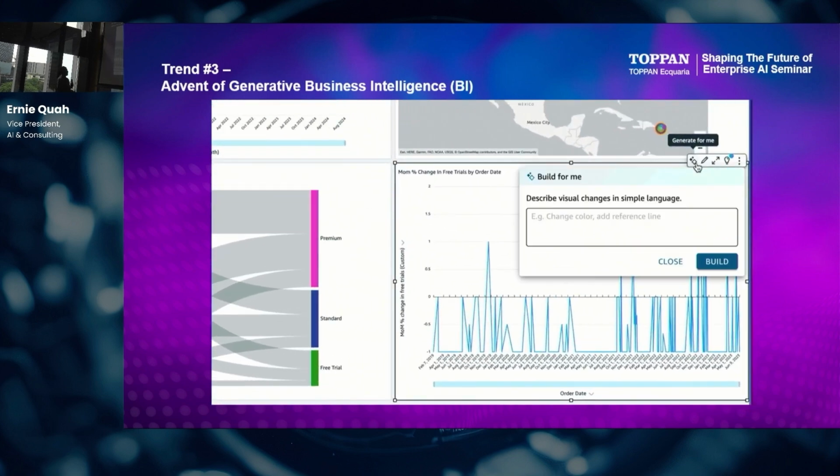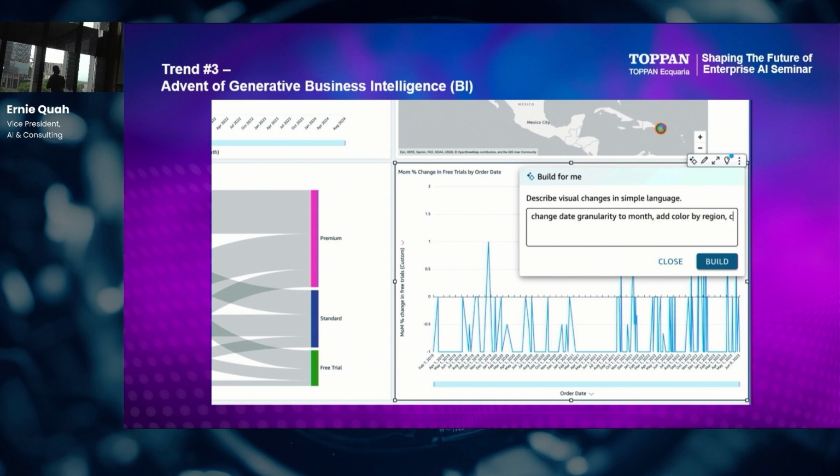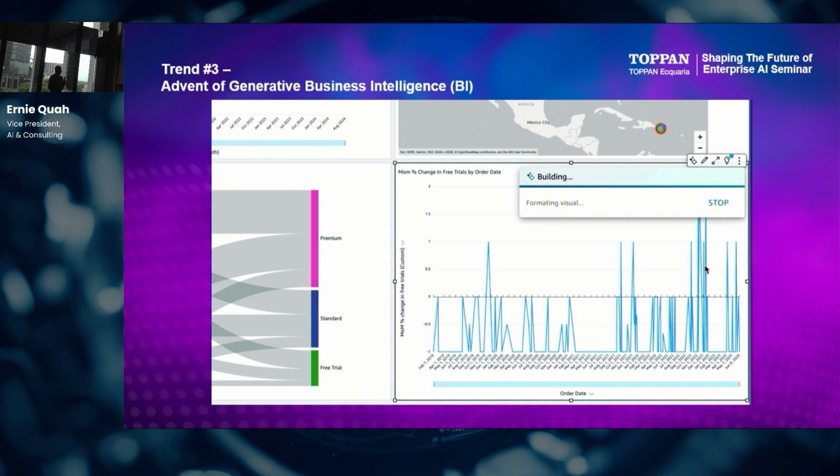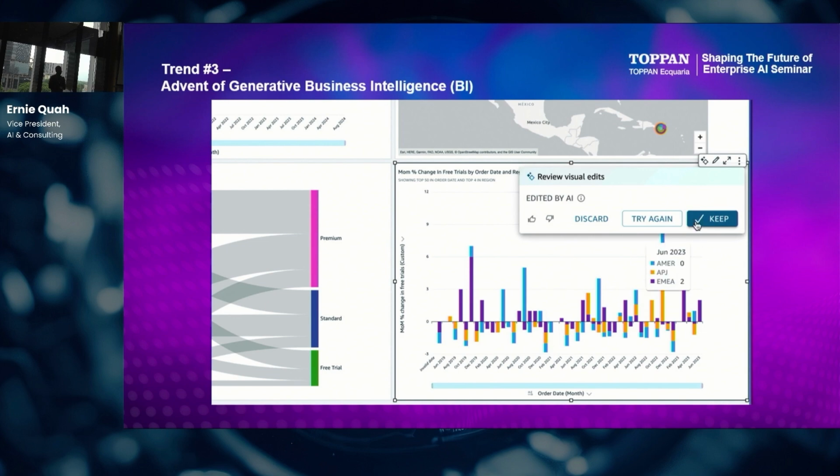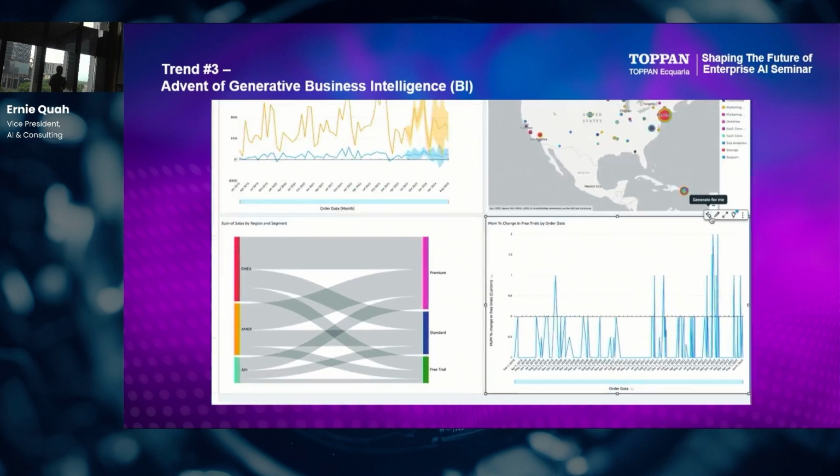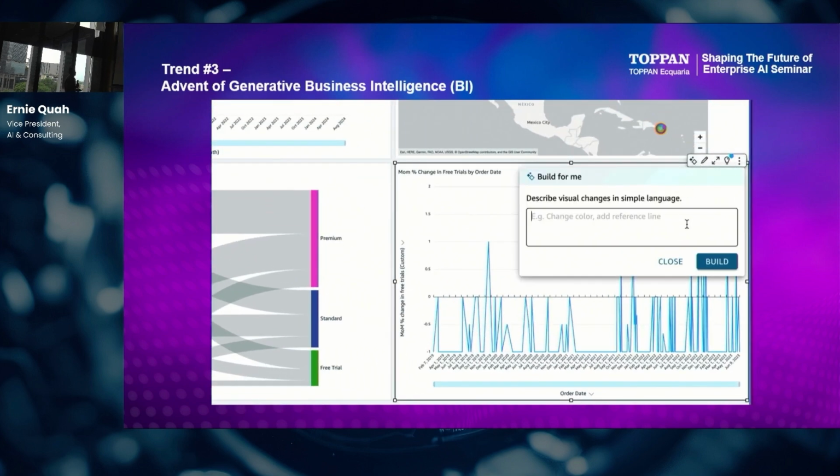So next trend, let's say now we have a visual already. Let's say low level. Change the date granularity to month, add color. It's like talking to people. Region, chart to vertical stack bar, okay, build. Then you get this one, right?